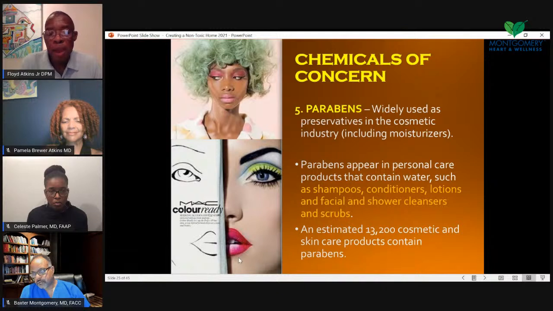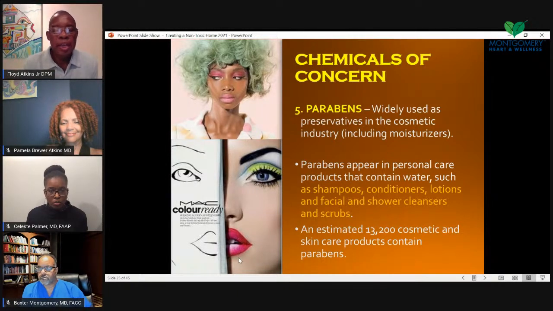Parabens. Now, parabens, you've heard of methylparaben and polyparabens. Parabens are really para-hydroxybenzoic acid or benzoate. If you look at any beverage, any candy bar, almost all substances, you'll see benzoate on there. Benzoate is a preservative that maintains freshness in foods. It keeps foods from spoiling. So I call it an embalming fluid for food.